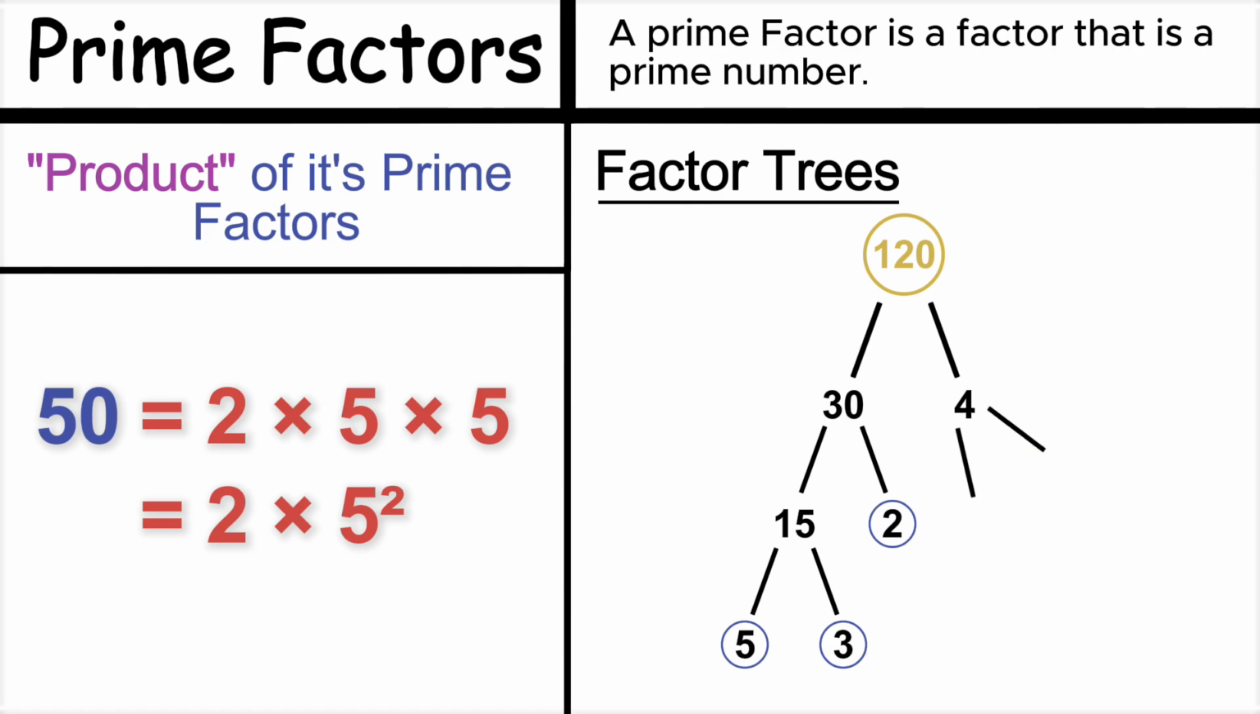I'm going to break 4 down to get 2 and 2, which are also prime numbers, so I circle them both. Now that we have all the prime factors, the final step is to write 120 as a product of its prime factors. So we write 2 times 2 times 2 times 3 times 5 equals 120, which can be simplified to 2 cubed times 3 times 5 equals 120.